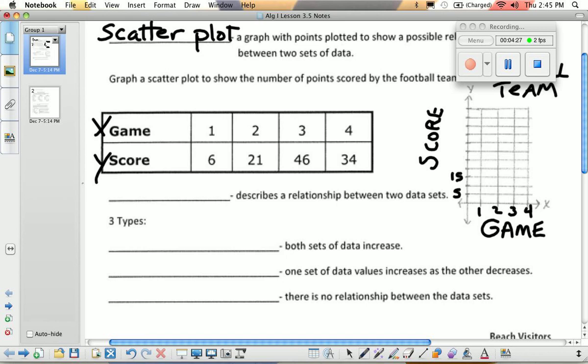So 5 for the first grid line. I'm going to skip over the second one, which would be 10. Third one would be 15. Skip over. So in reality, I'm labeling every 10.